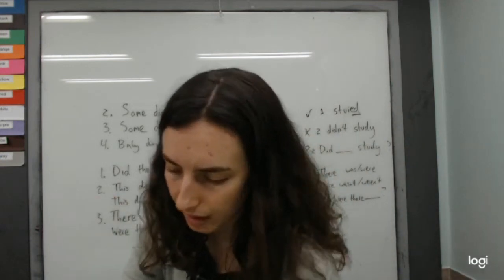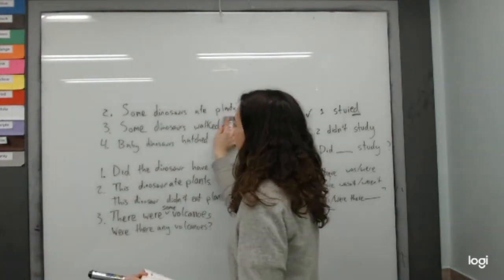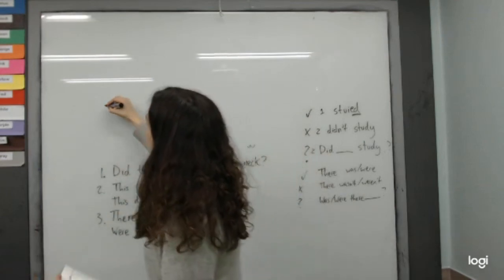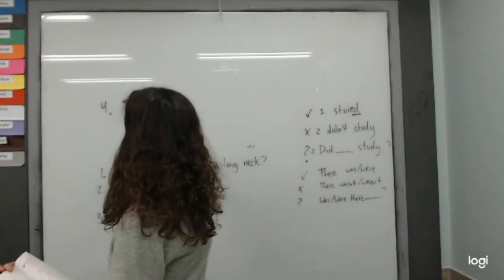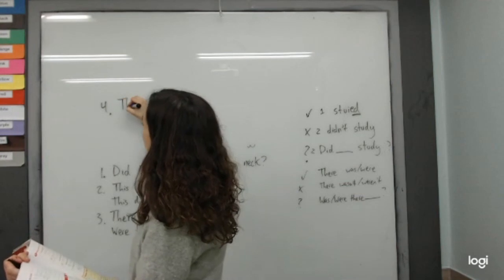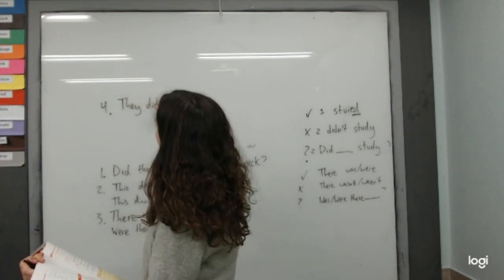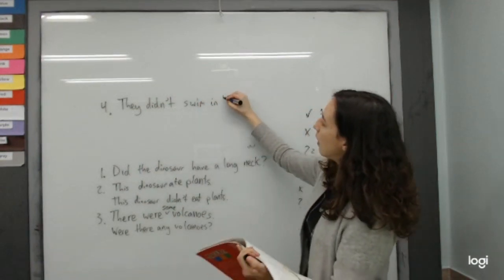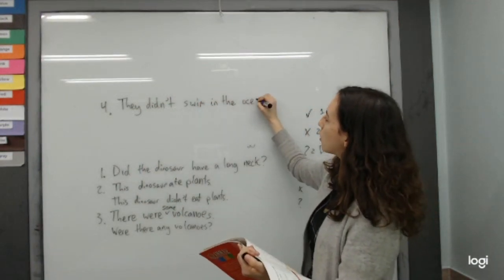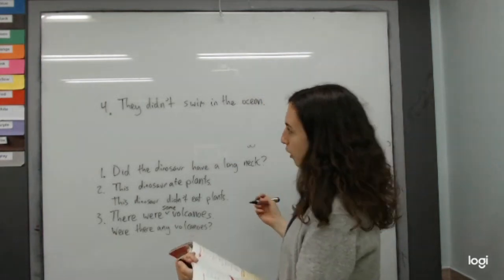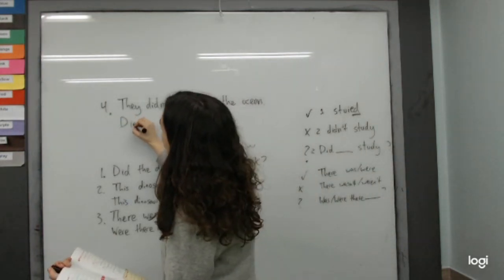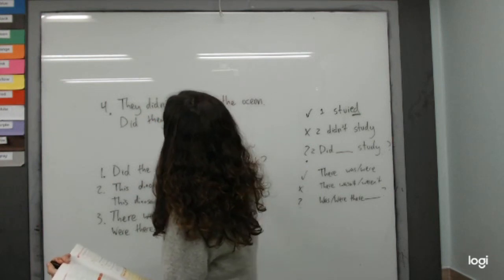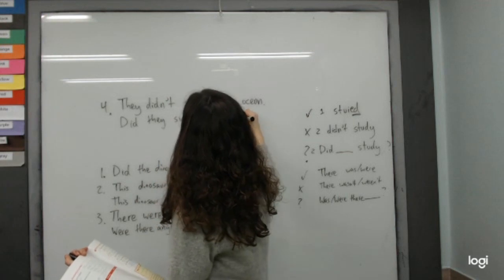Okay, last one. I'm going to erase this so I can write it in a place you can read. Number 4, they swam in the ocean. Yes, they swam in the ocean. No, they didn't swim in the ocean. Okay, and question, did they swim in the ocean?